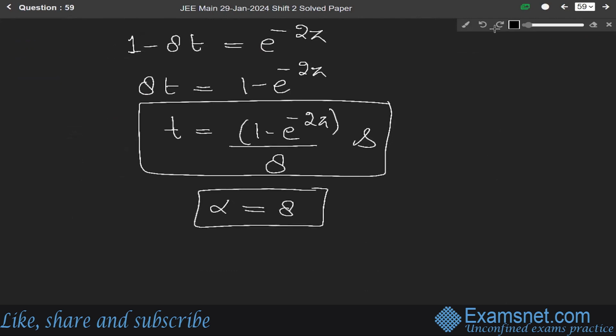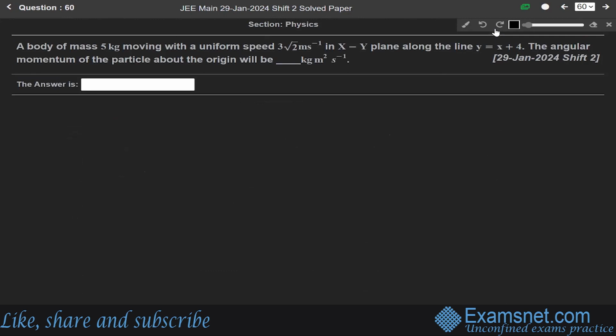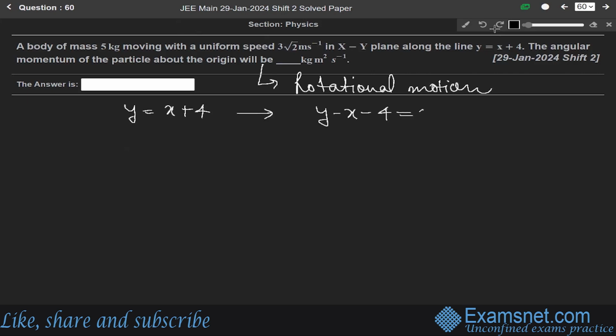Okay. Now next question. A body of mass 5 kg moving with a uniform speed 3 root 2 meter per second in xy plane along the line y equals x plus 4. Find the angular momentum of the particle. Okay, so this question is from the chapter of rotational motion. The given equation of the line is y equals x plus 4, which means y minus x minus 4 is equal to 0.